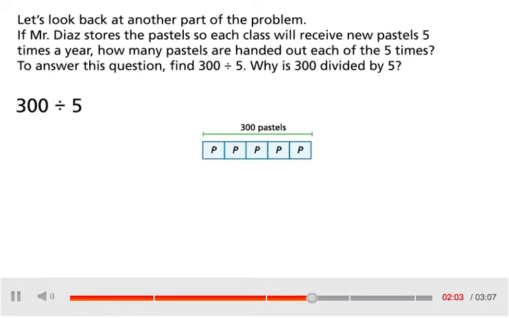Let's look back at another part of the problem. If Mr. Diaz stores the pastels so each class will receive new pastels 5 times a year, how many pastels are handed out each of the 5 times? To answer this question, find 300 divided by 5. Why is it 300 divided by 5?